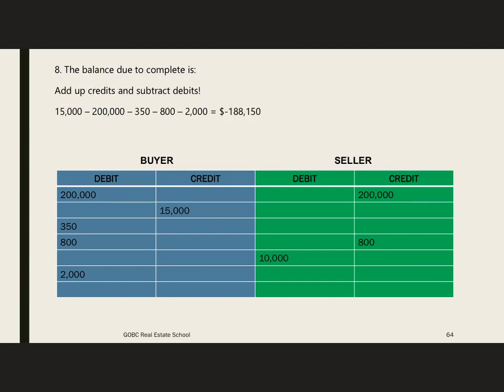So now we can go ahead and figure out our balance due to complete. So you add up all the credits and you subtract the debits. So $15,000 for our credit, or one credit for the buyer. And then you subtract $200,000, $350,000, $800,000, and $2,000, and you get a balance due of $188,150.